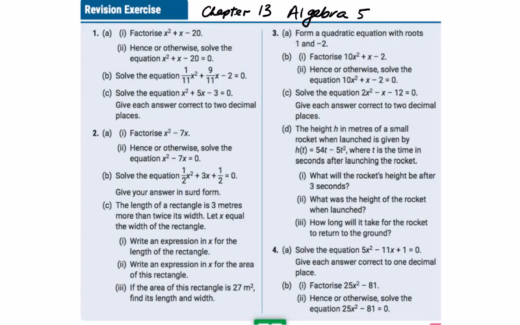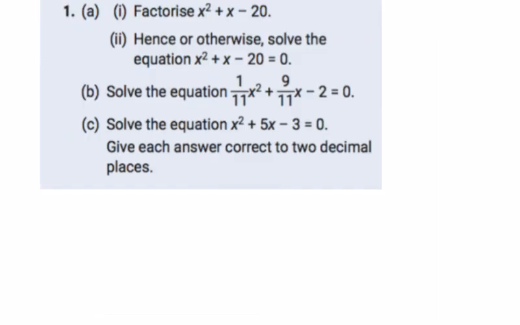In this video, we're going to look at the start of the revision exercises for Chapter 13, Algebra 5. If you're doing this chapter, you should know how to factorize, solve, and sketch a quadratic. So we're asked to factorize x squared plus x minus 20. We let it equal 0, and we'll factorize, solve, and sketch every one of these.